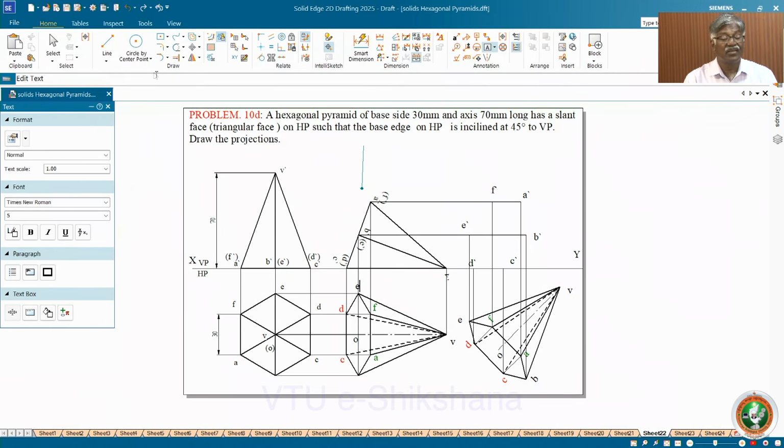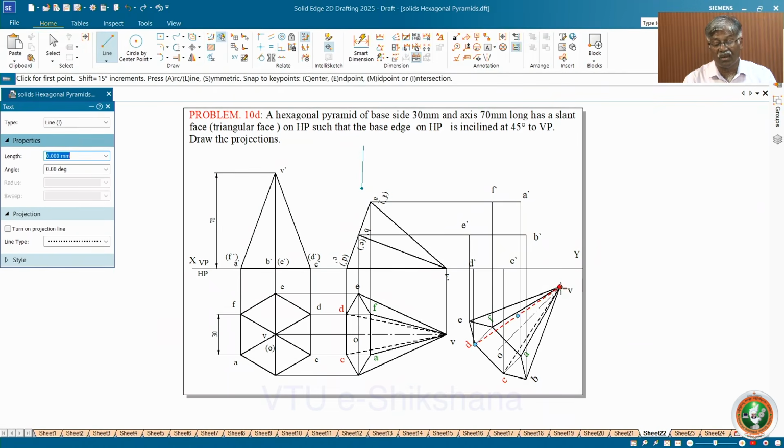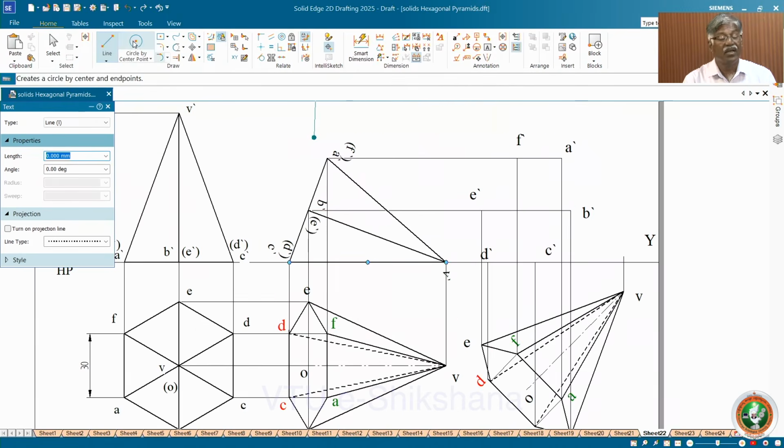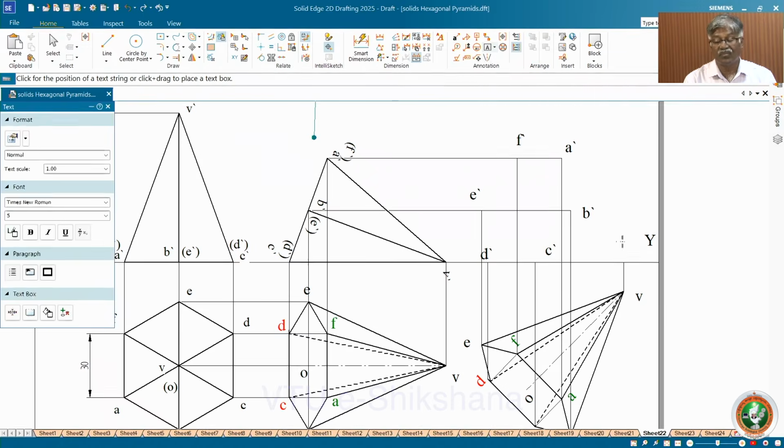Now what next? The point to be projected is onto the XY line only. By chance, if you take this as O1, then you will have the chance of projecting up to this. It's not correct. Now it is only up to the XY line. Only up to the XY line. This is V dash. Mark this as V dash.